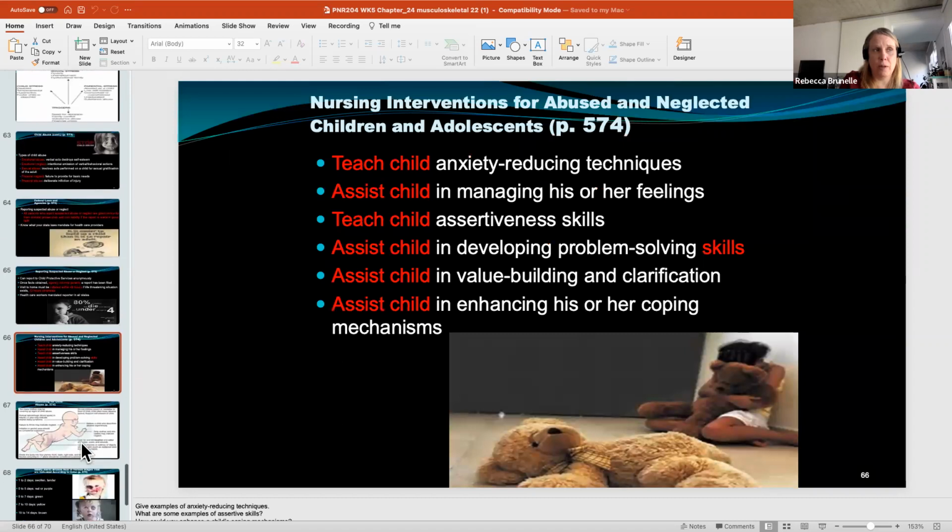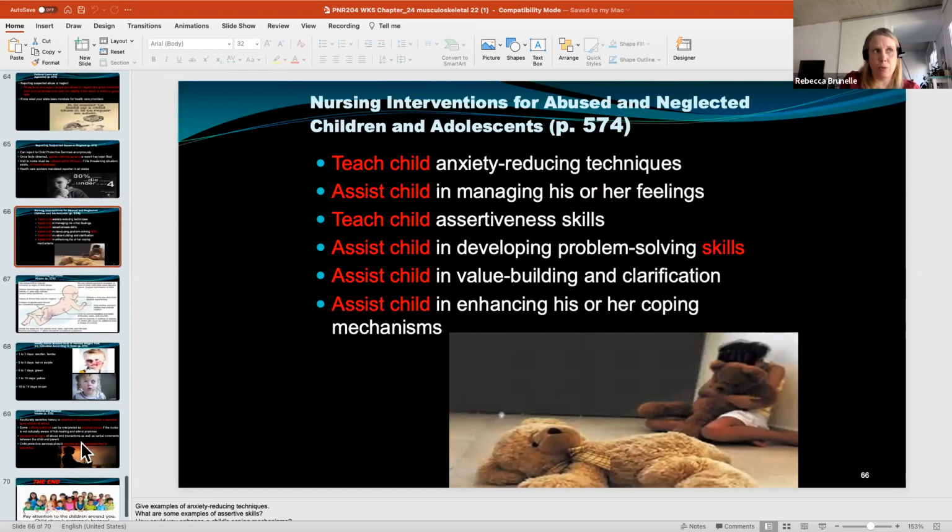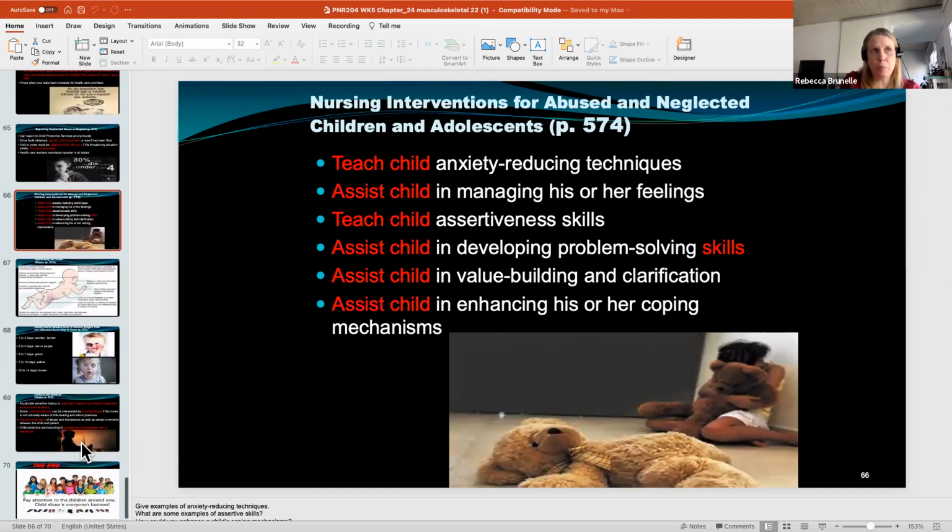If you're ever the nurse for a child who's been abused, you help them with coping skills, making sure they get the support that they need, psychosocial counseling, helping them develop problem-solving skills. So I guess what I'm saying is that the nursing care doesn't end once the abuse is diagnosed. There's a lot of care that they need after the diagnosis when they're in the recovery phase.